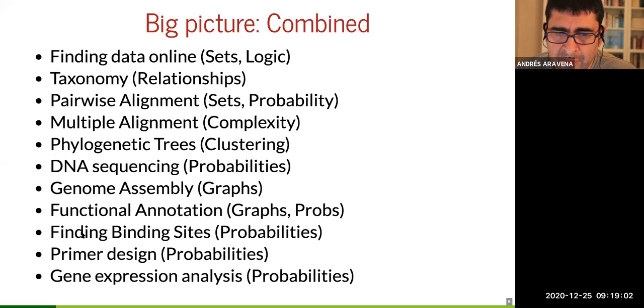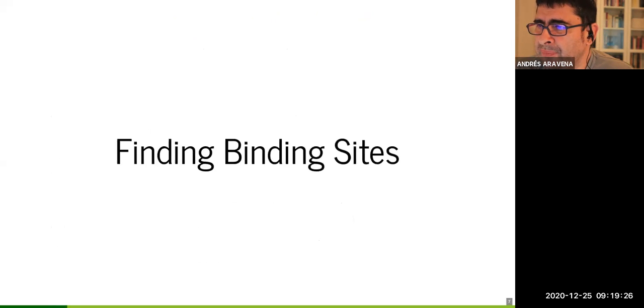And I initially wanted to speak about DNA sequencing today, but I will do it next class, and I'm going to start with binding site. That, as you see, depends on probabilities, but I will try to not use it very much. In fact, we spoke a little bit about this when we spoke about multiple alignment. I gave something very quickly and probably it was not very clear, so I'm going to try again. Okay. Any questions so far?